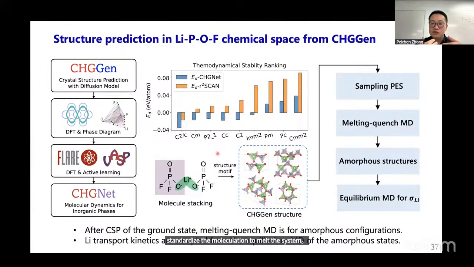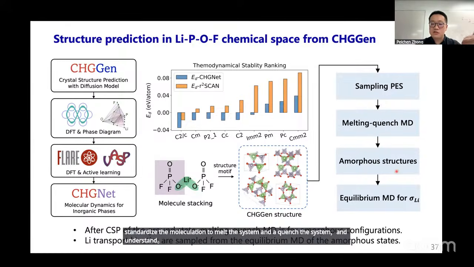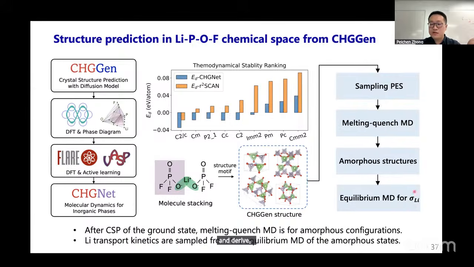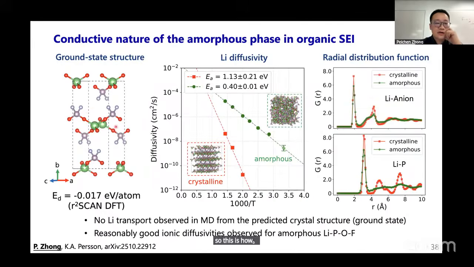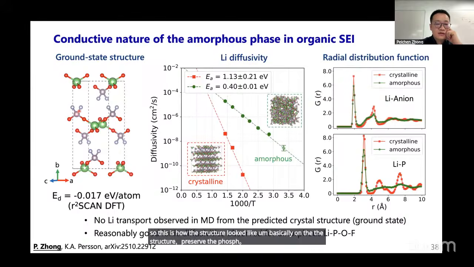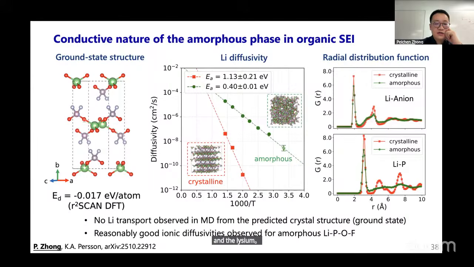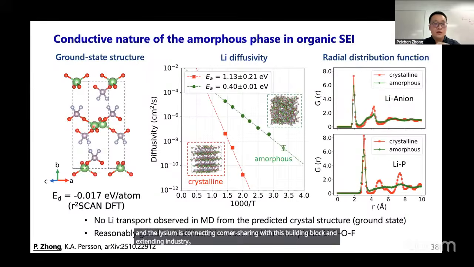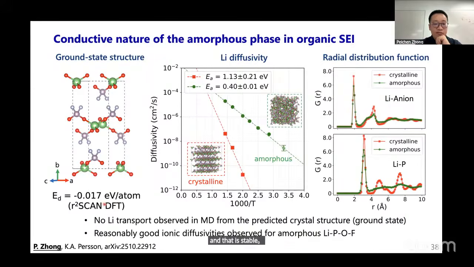And after that, we can use a standardized molecular dynamics simulation to melt the system and quench the system, understand how the amorphous structures may look like, and derive the conductivities of the lithium from the simulation. So this is how the structure looks like. Basically, the structure preserves the phosphor oxide, oxygen, and the fluorine building block, and the lithium is connecting corner sharing with this building block and extending in the three-dimensional system, and that is stable, confirmed by DFT.